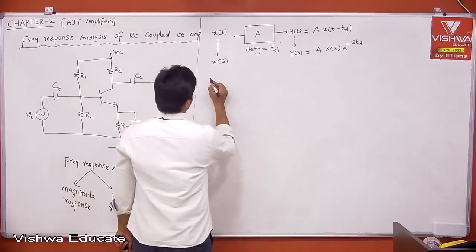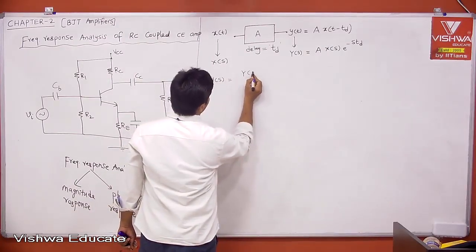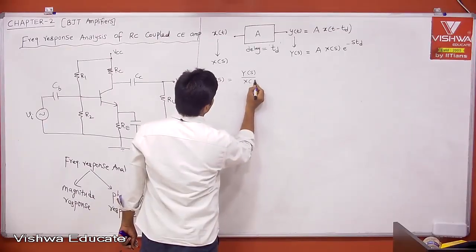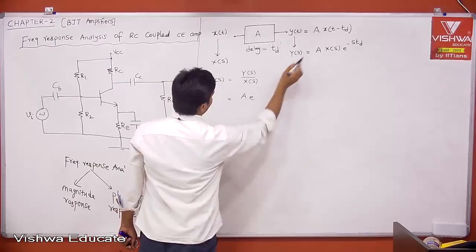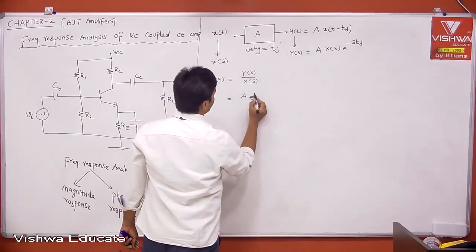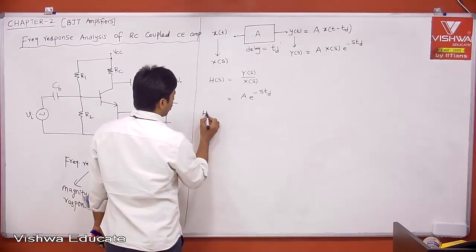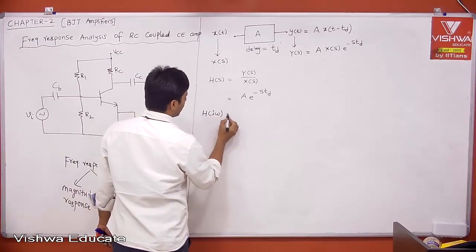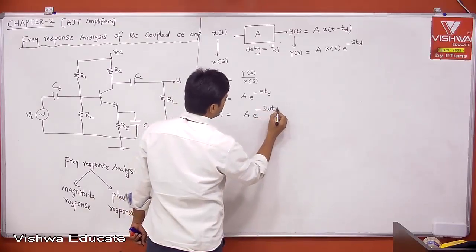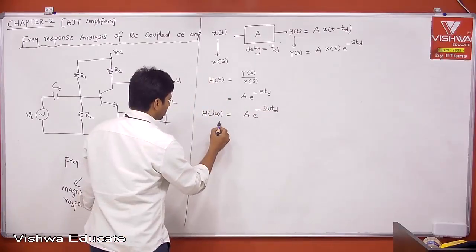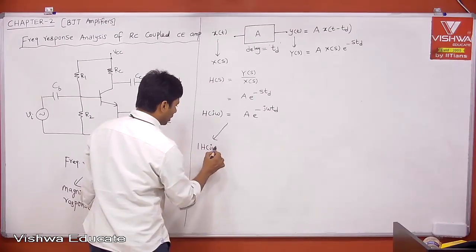Then tell me what is your transfer function. Therefore, transfer function H of s is equal to y of s divided by x of s. X of s will be cancelled, and we are left with A into e to the power of minus s into TD. Then what is H of j omega? H of j omega is nothing but A into e to the power of minus j omega TD. Now, what is mod H of j omega?